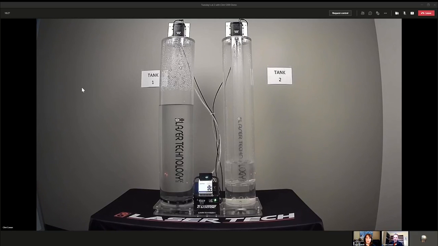This is a small scale version of our application in a lot of liquid applications, industrial applications, where we have a variety of customers wanting to measure liquid levels in all types of vessels and all types of industries and applications. In this particular case, we're mimicking a water, wastewater type application on a small scale where we're measuring the water level in tank 1 as it's going up and down.